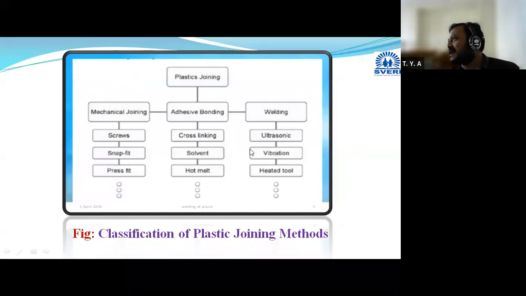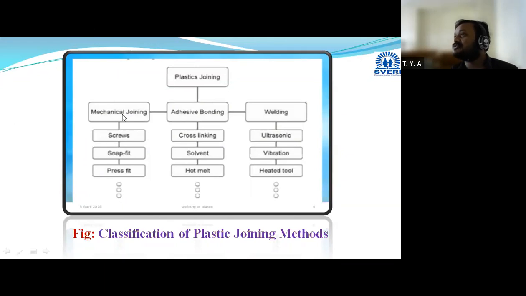This is the chart which shows the different methods for joining of the plastic material. Here I have given the classification of plastic joining methods. Now it is divided into three types, depending on the method or principle used for the joining. The first classification is mechanical joining.